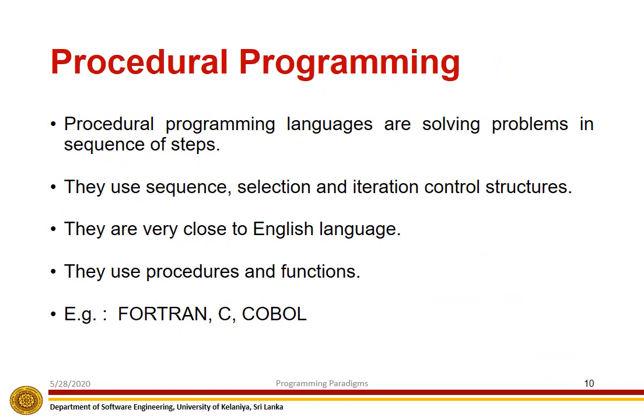The next one is procedural programming. Procedural programming languages solve problems in a sequence of steps. There is no difference between procedural and imperative programming. It has the ability to reuse code, and it was born at the time when it was in use because of its reusability. They use sequence, selection, and iteration control structures. They are very close to the English language, and they use procedures and functions also. Procedural programming languages are known as top-down languages, and most of the early programming languages are procedural. For example, we can get Fortran, C, and COBOL.